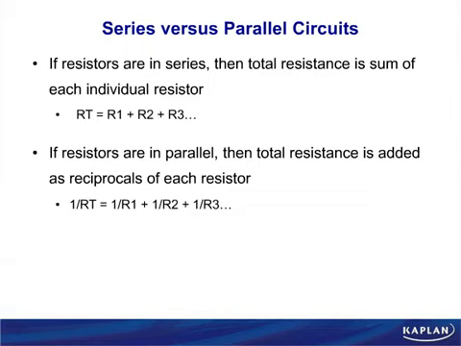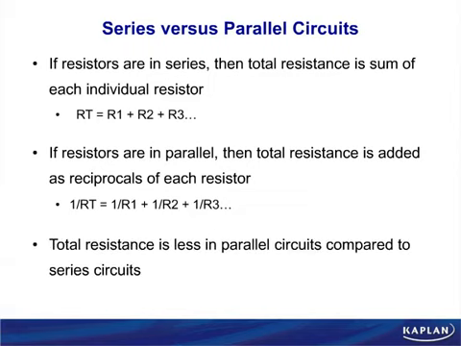Okay, very quickly, don't forget the idea that with series resistors, the total resistance sums. So the total resistance is resistance 1 plus resistance 2 plus resistance 3. If resistors are in parallel, then total resistance is added as reciprocals. So 1 over total resistance is 1 over resistance 1, plus 1 over resistance 2, etc. Bottom line, here's all we really have to hone in on this step. Total resistance is less in parallel circuits compared to series circuits.